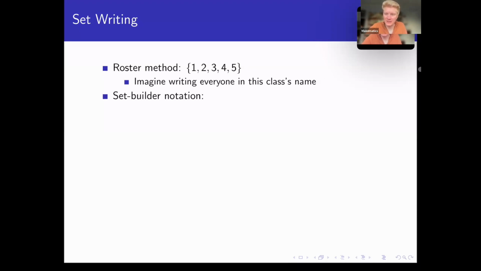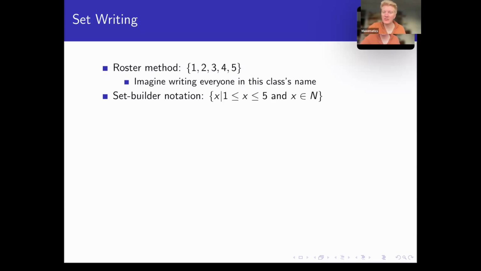Well, set builder notation introduces a shorter way of generating everything in the set. So maybe rewriting 1, 2, 3, 4, 5 over and over again isn't so bad. But the second that it's 1 through 100, it would take a lot of time for us to write 1, 2, 3, 4, 5, 6, 7, 8, 9, 10, all the way up to 100, right? I can't even say it. It would take a long time for me to even just say it, let alone write it.